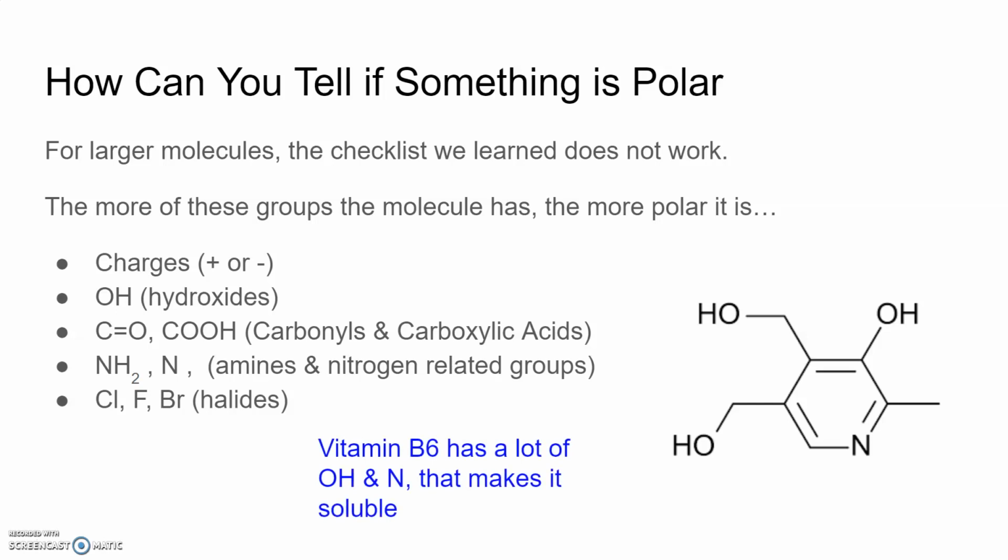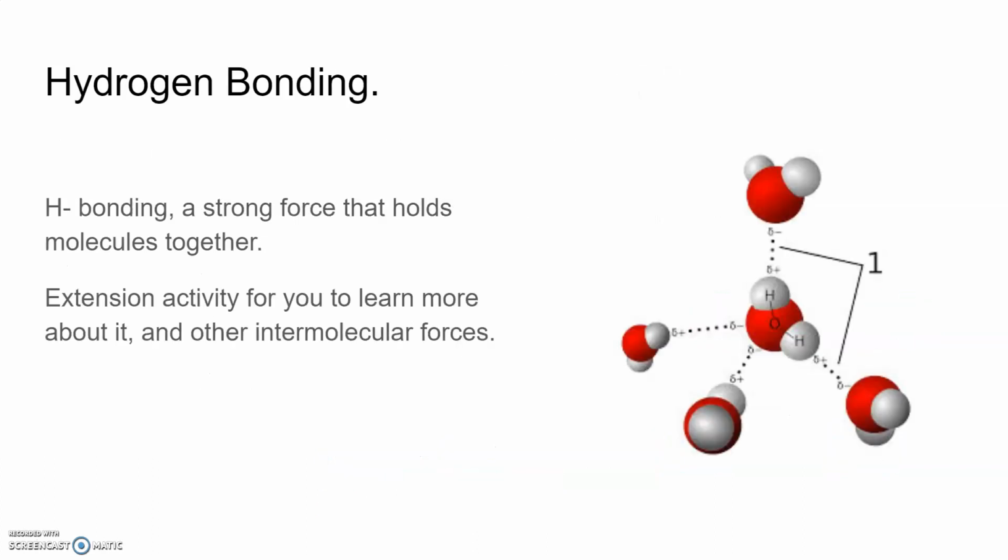So an example of vitamin B6, which is polar, notice how many of those groups that we have, right? That's what makes vitamin B6 polar, because we have a lot of those groups. Now you may be thinking, well, what does it have to do with it dissolving in water? What do those groups have to do with dissolving in water? That has to do with something called hydrogen bonding, which is a force that holds molecules together. It's a pretty strong force.